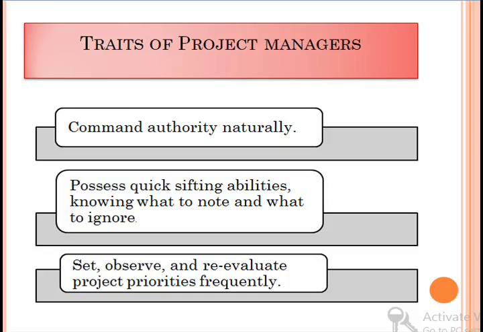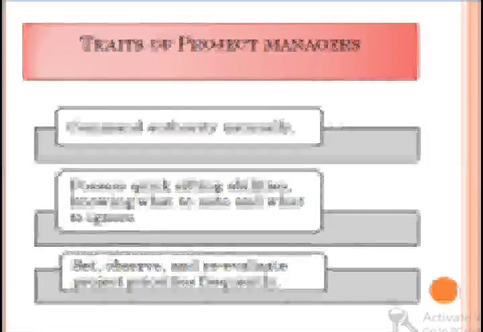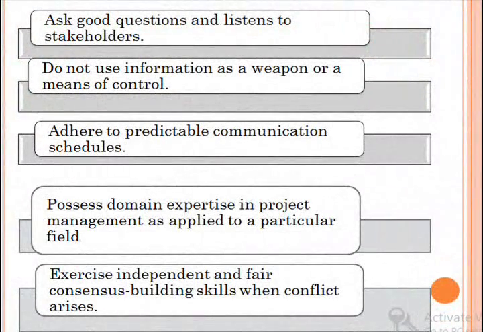Third, they set, observe, and re-evaluate project priorities frequently. They focus and prioritize by handling fewer emails, attending fewer meetings, and generally limiting their data input. Fourth, they ask good questions and listen to stakeholders. They care about communication and the opinions of the parties involved. They do not use information as a weapon or a means of control. They communicate clearly, completely, and concisely. They adhere to predictable communication schedules, recognizing that it's the only deliverable early in a project cycle.